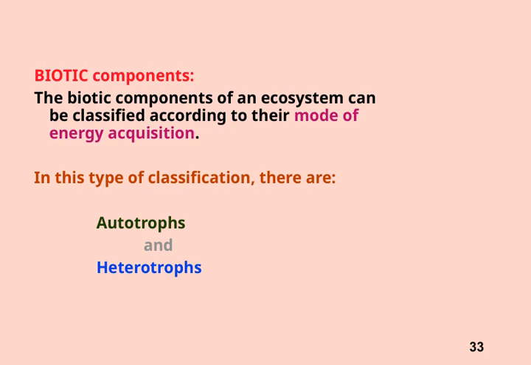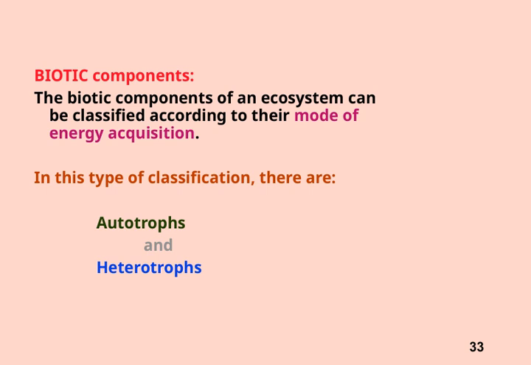These components are classified based on how they acquire energy. Essentially, this classification helps us understand the roles different organisms play within their environment. There are two main categories here: autotrophs and heterotrophs. Autotrophs are organisms that produce their own food, typically through processes like photosynthesis. They are often called producers because they form the base of the food chain.